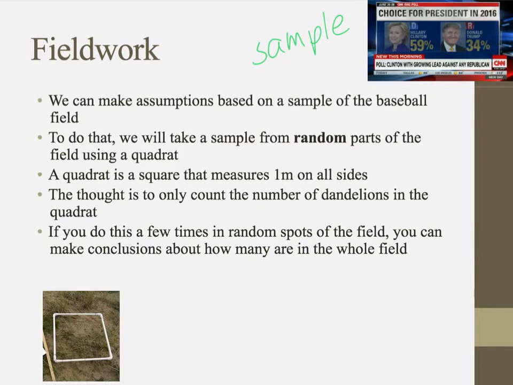So here we're measuring the number of dandelions in a baseball field. So if you lay this down, count the number of dandelions in here, and then lay it down somewhere else in your field, and you do that enough times, you'll be conducting a random sample, which is the same principle as presidential polling.